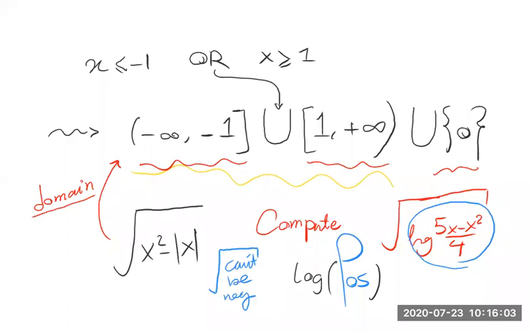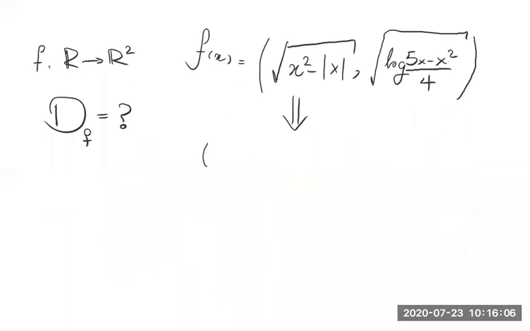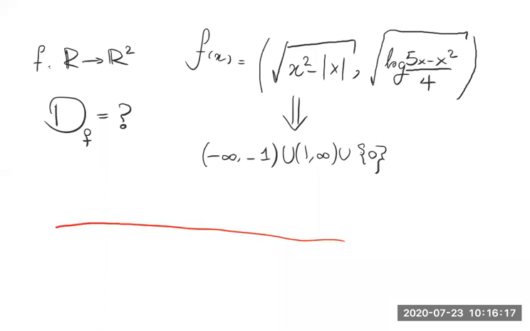So this here says negative infinity to -1, union 1 to infinity, union 0. Let me show it on the real line. This is the real line, right? This is -1, this is 0, this is 1. So the domain would be from negative infinity up to -1. It doesn't contain -1. It contains 0. It does not contain 1. It goes from 1 to infinity. The domain of the second part, yes, was from 1 to 4.